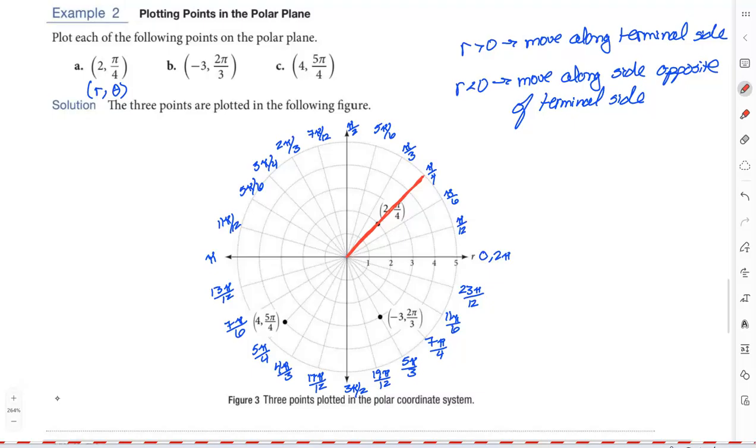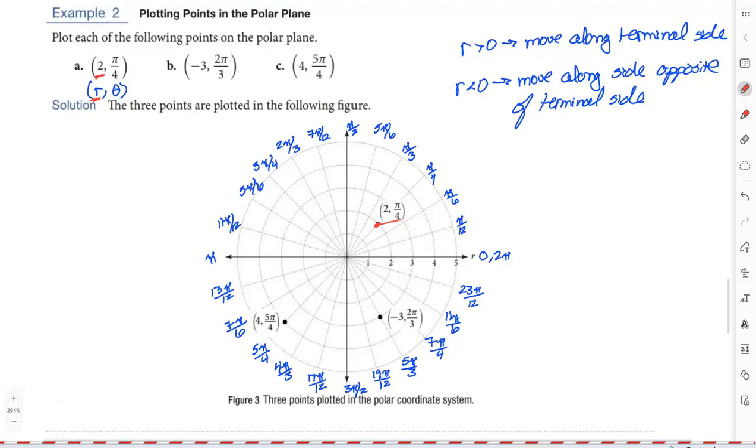And then we want to move 2 out from that origin there. And because this is a positive radius, we're going to move along that terminal side. So that's why that ordered pair is where it lives on the picture. It's at 2 comma pi over 4 right here. The next one is negative 3 comma 2 pi over 3.